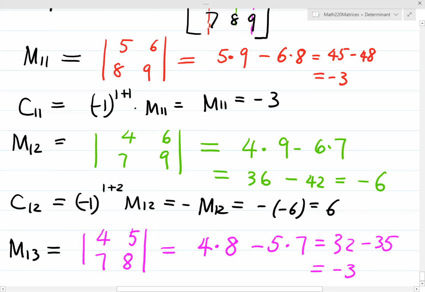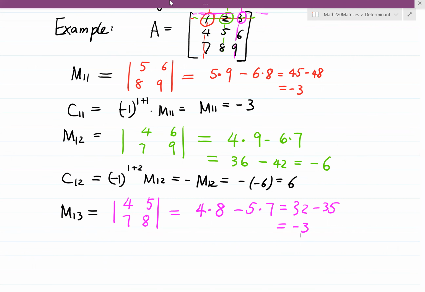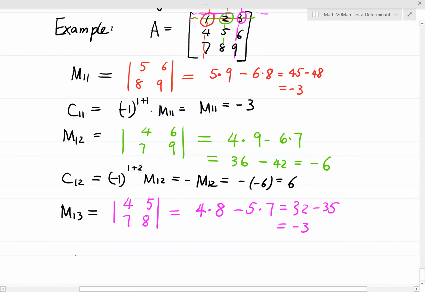So what is C13? C13 will be negative 1 to the power 1 plus 3, first row, third column, times M13. So it's negative 1 to the power 4, which is just 1. So it's M13.